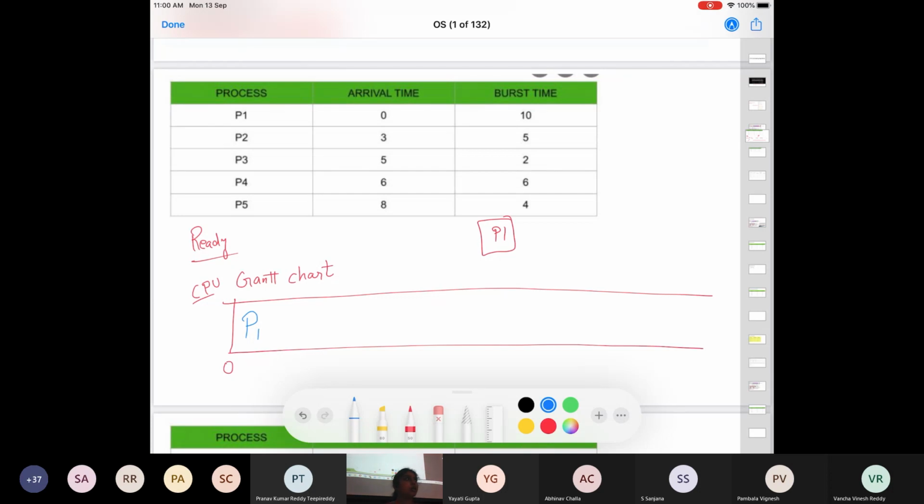Definitely at time 1 also, there is no process in RAM. At time 2 also, the RAM is empty, and it is at time 3 when P2 comes, right? So P1 is definitely going to run from time 0 to time 3. What happens at time 3? At time 3, P1 was out of this queue, and P2 comes and becomes part of the ready queue.